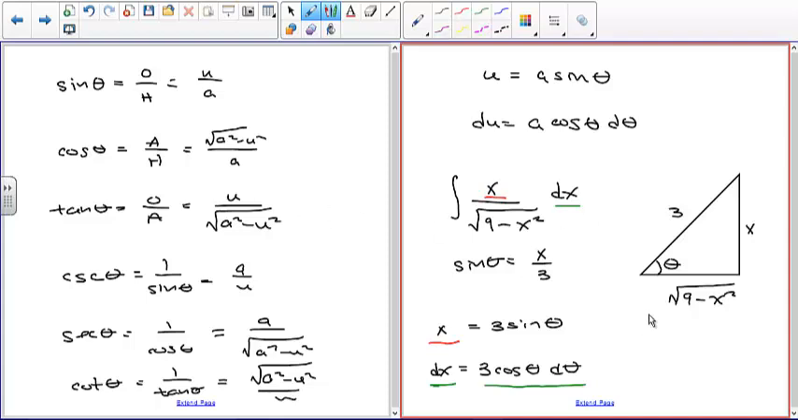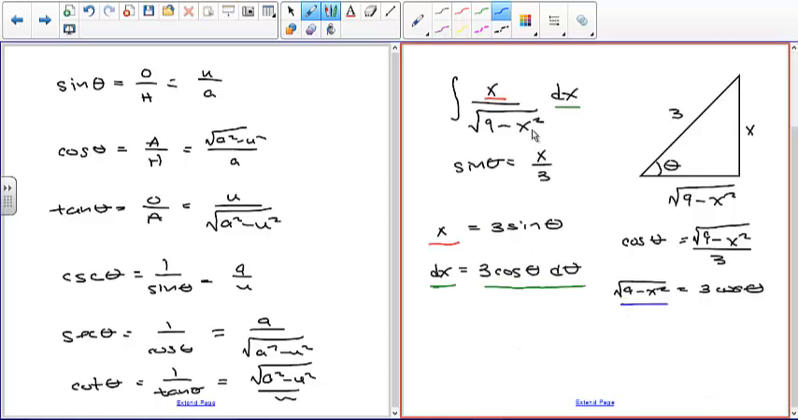The cosine of theta is equal to the square root. Well, I can just use it from here. The cosine is the adjacent over the hypotenuse, so the adjacent is the square root of 9 minus x squared, and the hypotenuse is 3. The substitution I need is the square root of 9 minus x squared, so to get that, I just multiply both sides by 3. So I get the square root of 9 minus x squared equals 3 cosine theta. Okay, so that's my last substitution, and I'll put that in there like that.